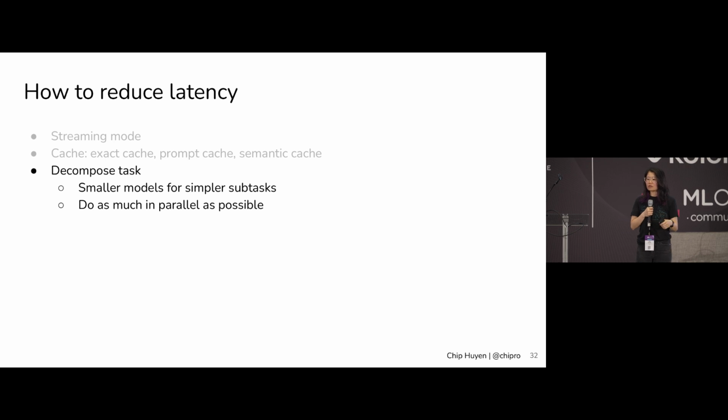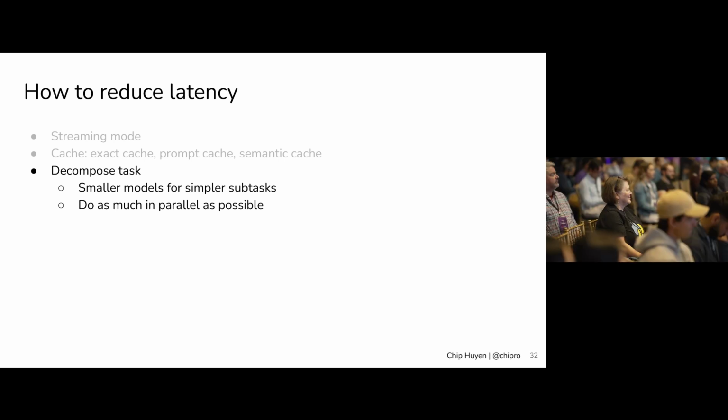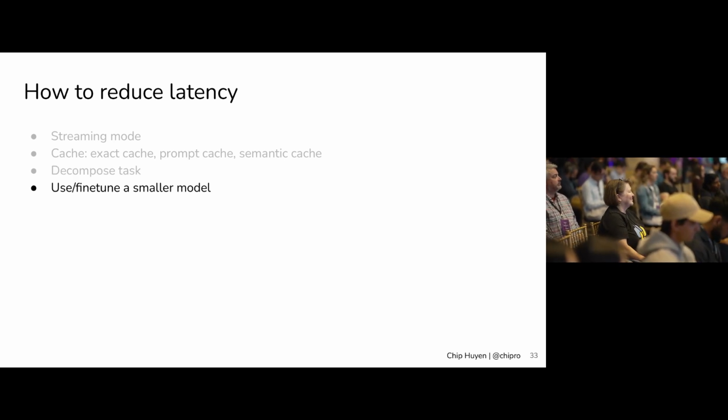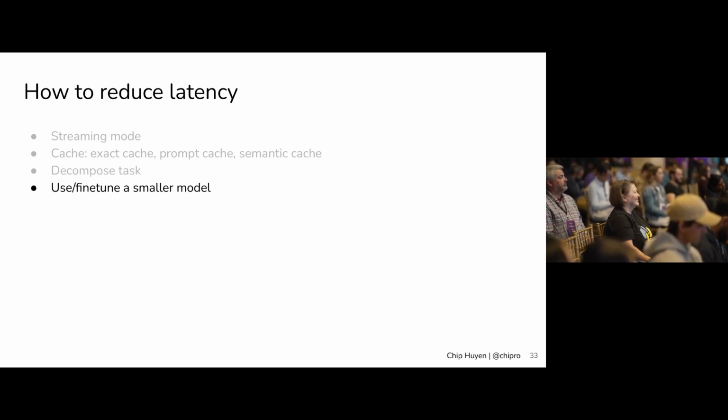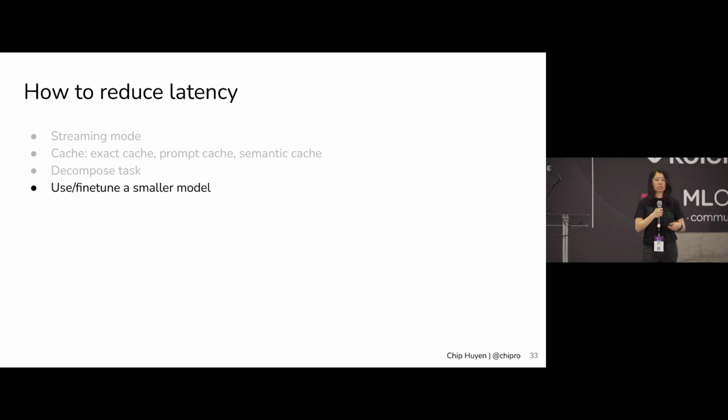You can also try to use a simpler model for smaller tasks. If the task is simpler, maybe you can use a simple classifier or a 7B model instead of GPT-4. That would speed up your task. You can also fine-tune a smaller model to imitate the behavior of the large model, which gives you good model performance while also reducing latency. But again, fine-tuning is tricky.